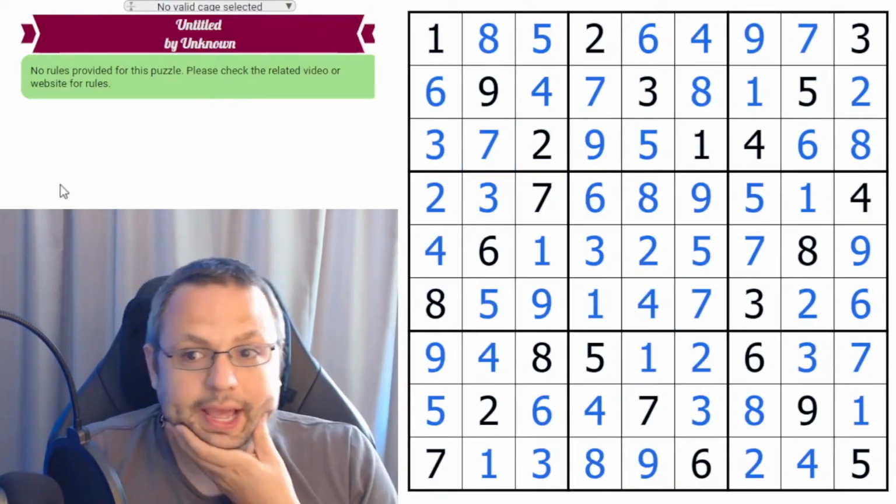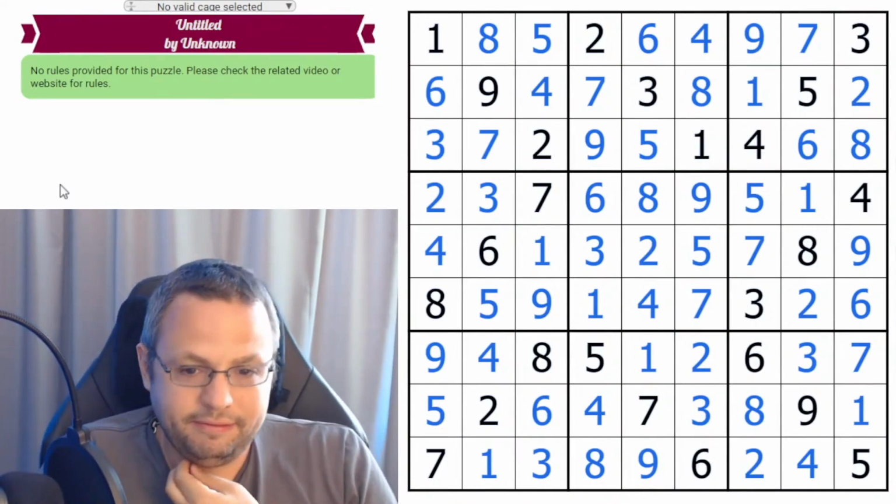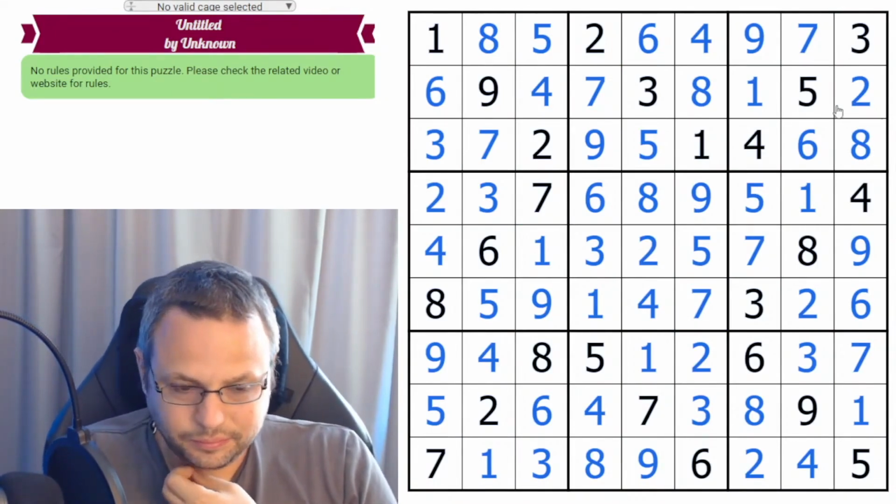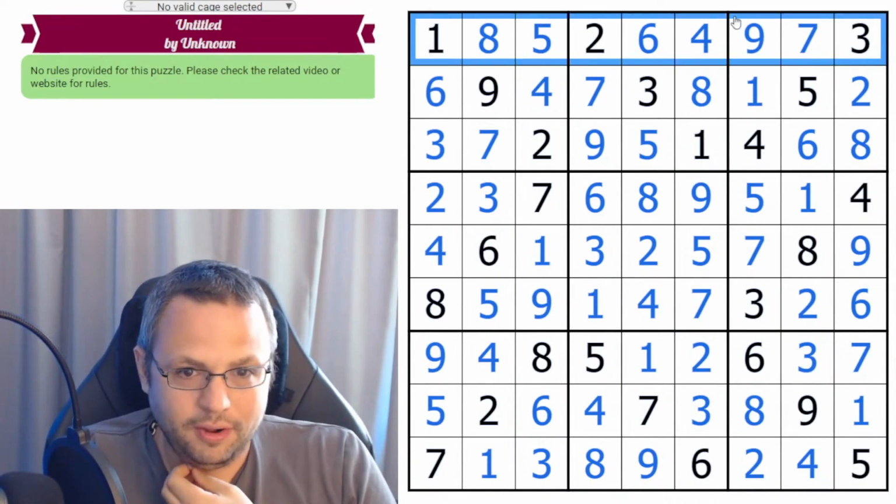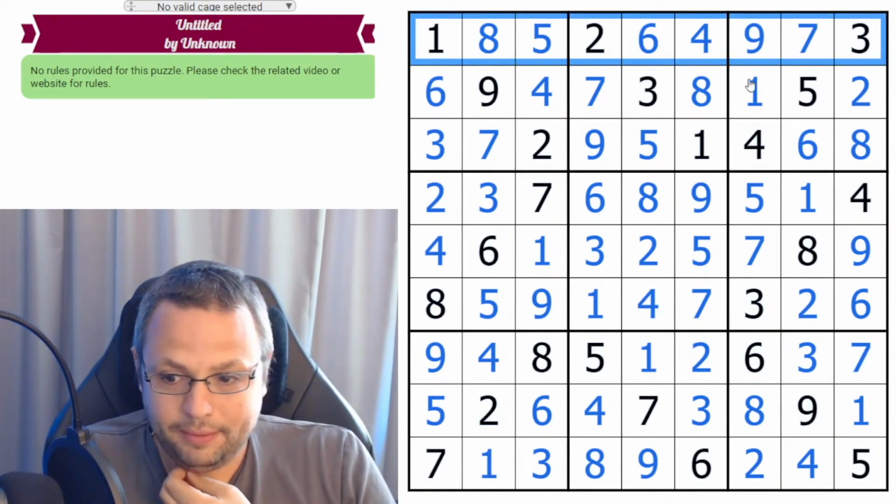Gorgeous puzzle, Jovi. I loved that. That was a very, very elegant demonstration of all of today's lessons. I enjoyed that one a great deal.